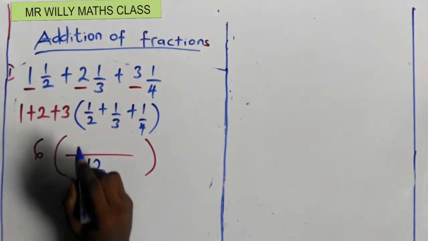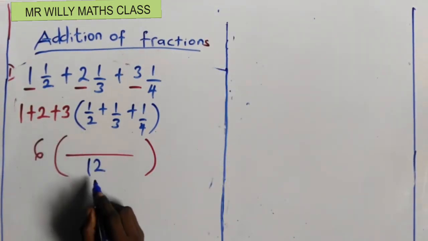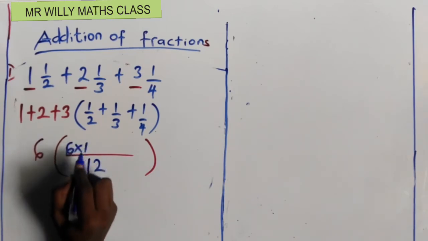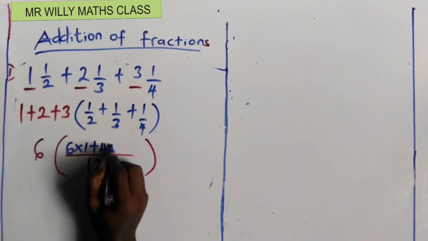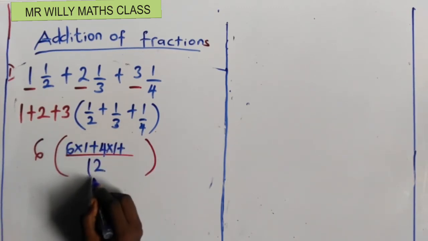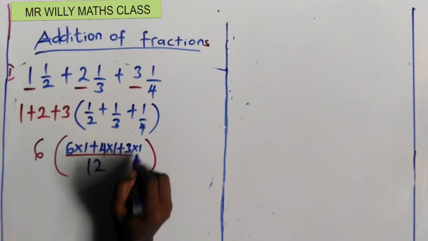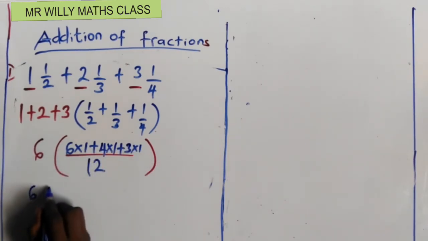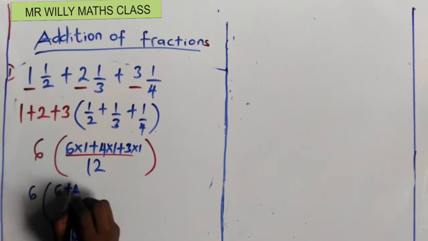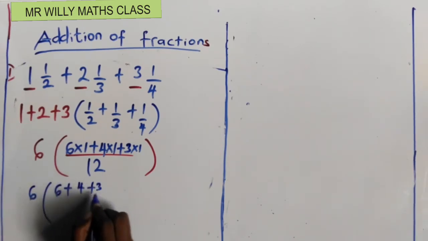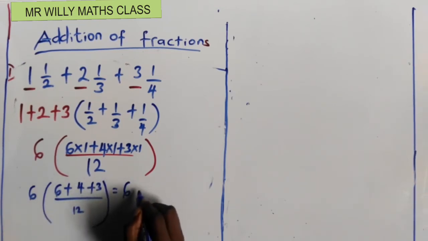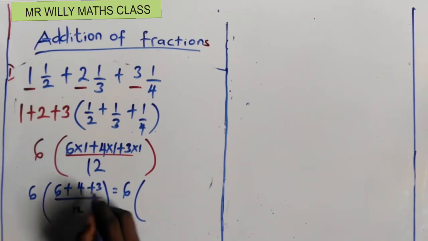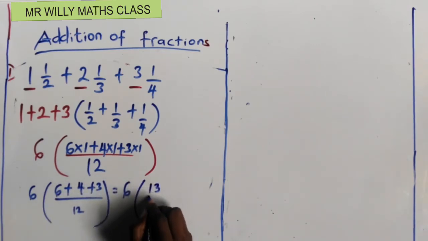You now pick it one after the other. This 2 in 12, how many 2 can we fit in 12? That will be 6. That will be 6 times 1 plus 3 in 12. 3 in 12 is what? 4. That will be 4 times 1 plus 4 in 12. That will be 3, 3 times 1. So we'll be having 6 plus 6 plus 4 plus 3 over 12. That will give us 6 bracket, 6 plus 4 is 10. 10 plus 3, that will be 13 over 12.